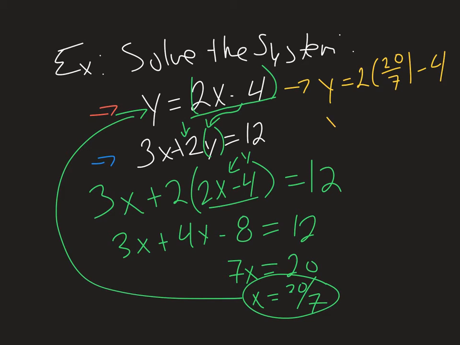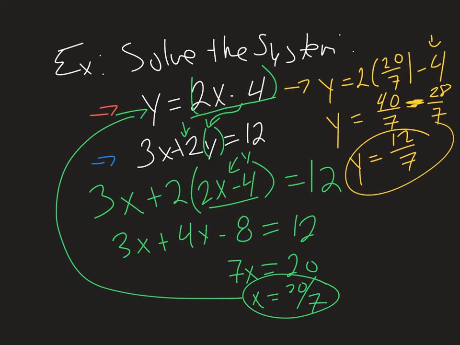Let's simplify a little bit. We'll take the 2 times the 20 sevenths, which would be 40 sevenths. And then I'm going to convert this 4 into sevenths. So that would be minus, oops, let's fix that. Okay, I'll make it a big negative sign. And this will be 28 sevenths. So if we take 40 minus 28, that would leave us with 12 sevenths. And again, fractions are just fine. They're exact. They will work every time.